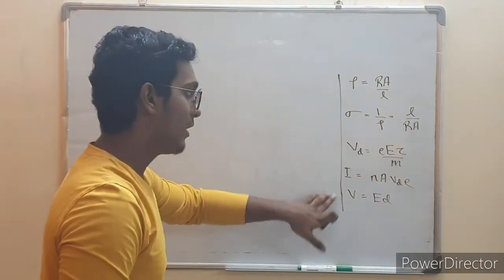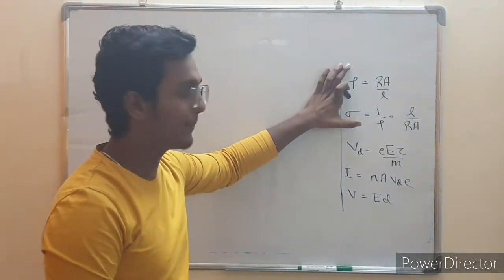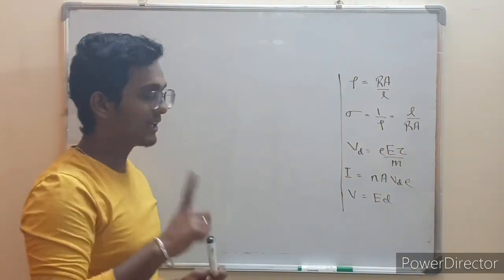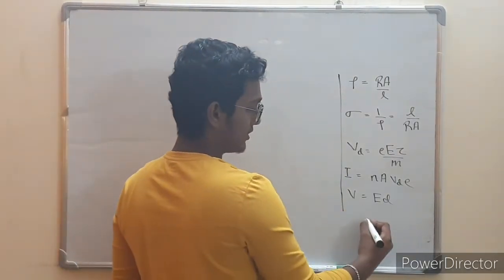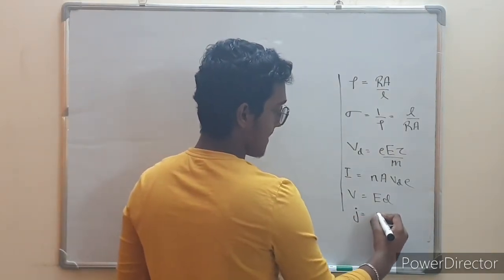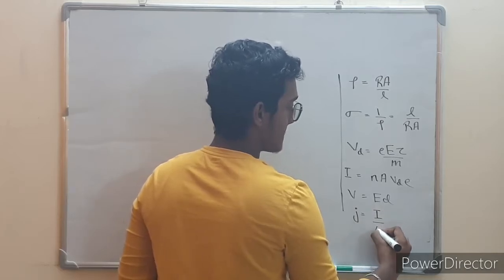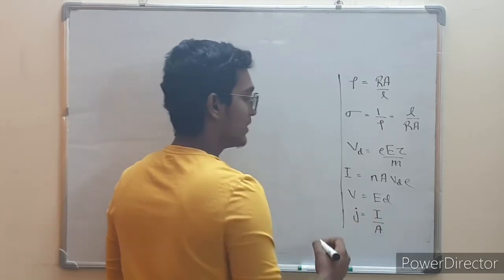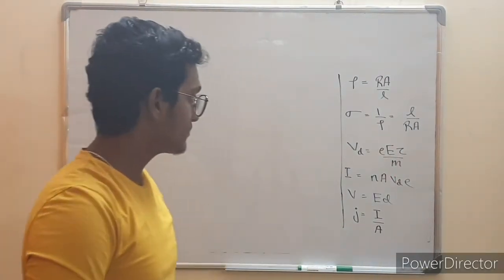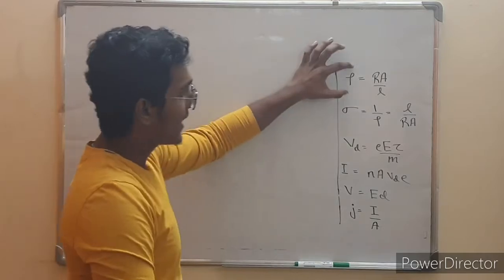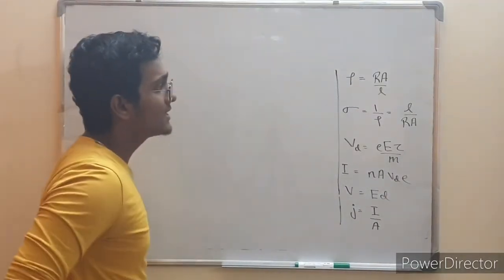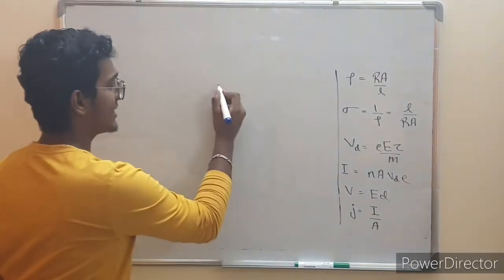With these we can now derive resistivity and conductivity. Before we go ahead with that, we need one more, that is current density J. J is equal to I divided by A. So all we need to do now is find resistivity and then we can take its reciprocal to find out conductivity. So now let's see how to proceed with the resistivity derivation.